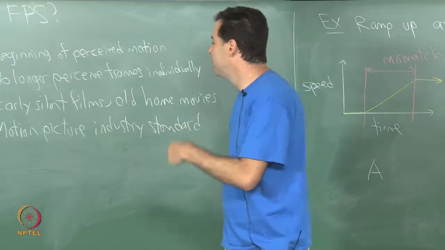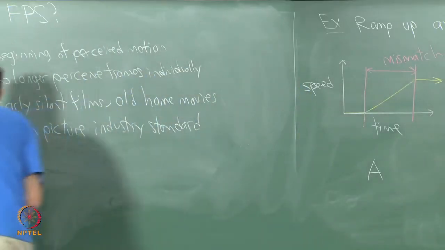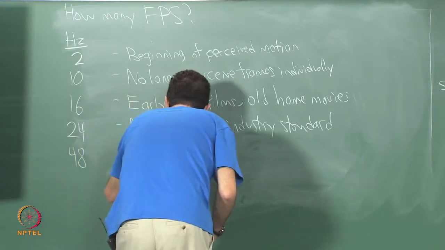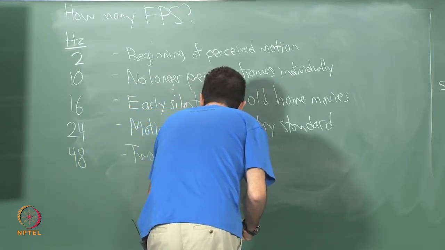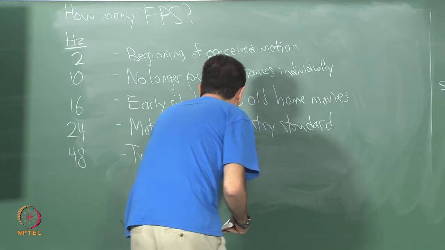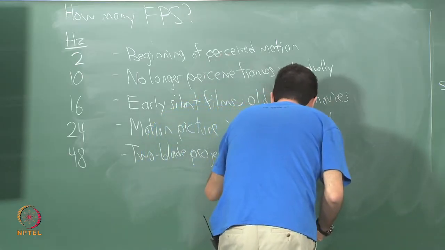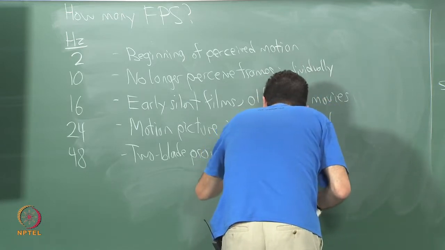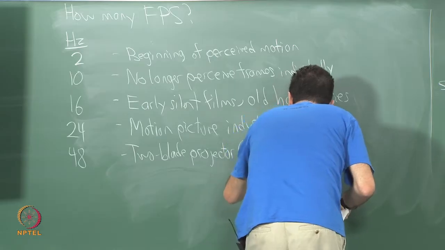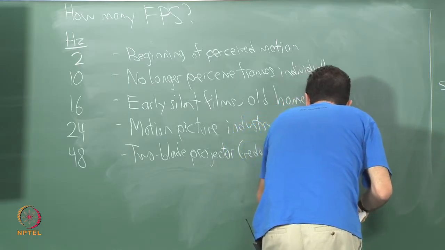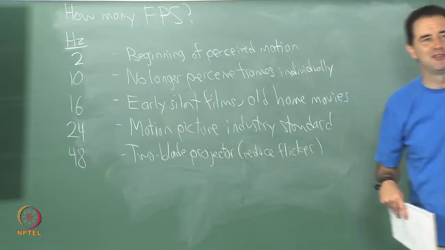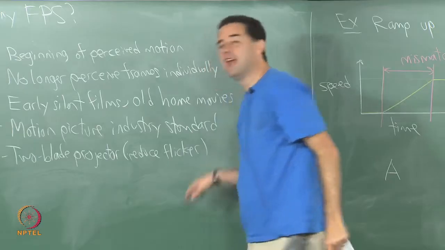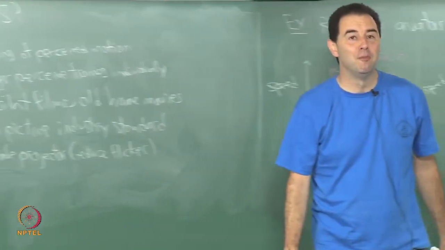So you can then turn 24 into 48 with a 2-blade projector, to reduce flicker. Really, it's reducing perceived flicker. I guess technically there's twice as much flickering happening, but it's reducing perceived flicker. Also, 48 is a new standard that's been proposed for movies.